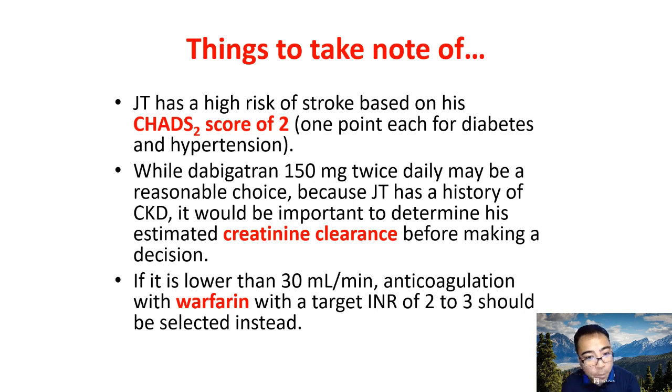Okay? So, pwede 150 milligrams twice daily. Okay? Pero dahil nga sa kanyang CKD, check mo na creatinine clearance, then adjust the dose as needed. If it's lower than 30 ml per minute, anticoagulation with warfarin with a target INR of 2 to 3 should be selected instead. Right? Kasi class, kung less than 150 ml per minute, then that would indicate that the patient's kidney function cannot handle the dabigatran.